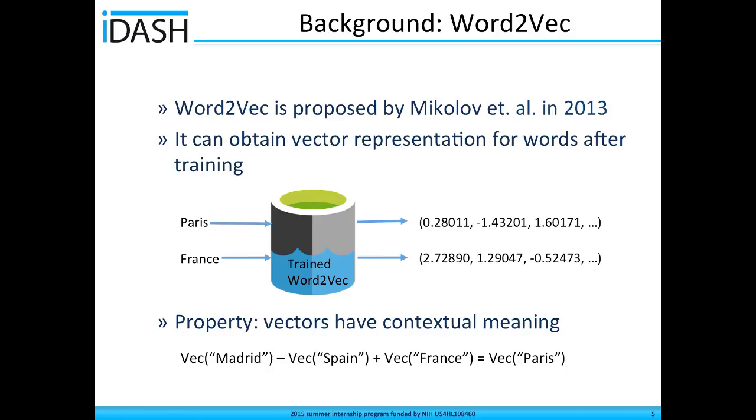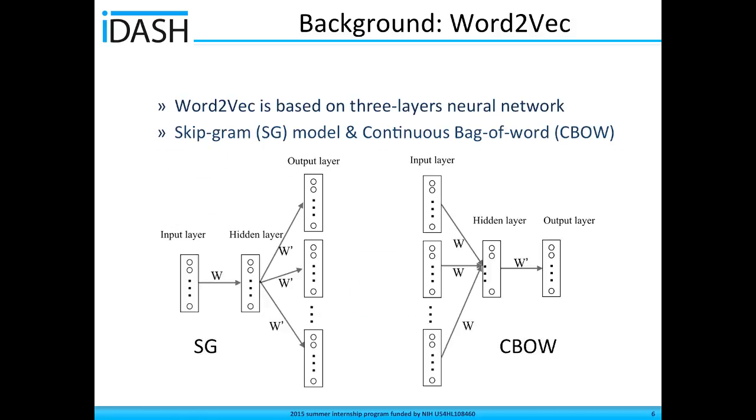So word2vec can actually learn to understand the meaning of each word and generate the vector representation for it. The basic structure of word2vec is a 3-layer neural network, and it has 2 model structures. The first is called skipgram, and the second is the continuous bag of words.